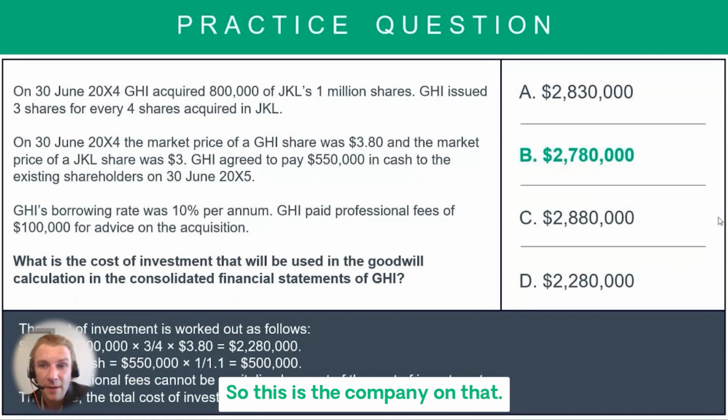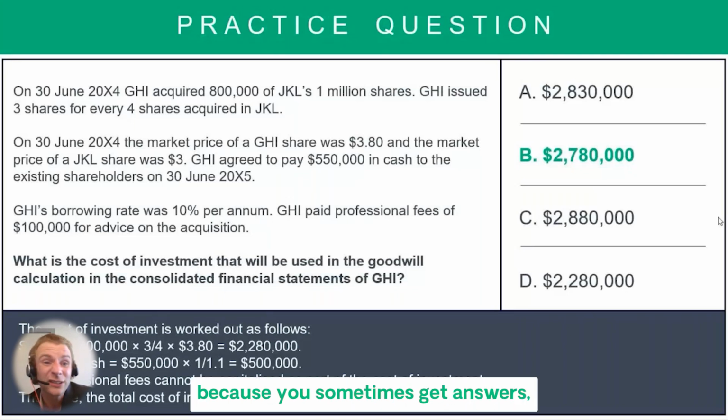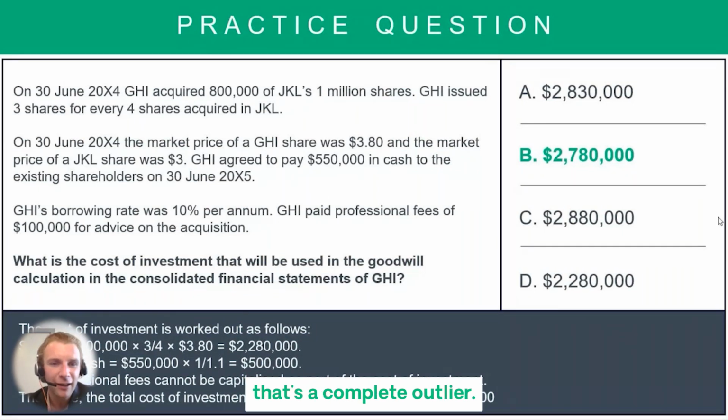So this is the company on there. So we've got 4 figures that we've got as answers. They're all in the 2 million ballpark range. That's quite important because you sometimes get answers which you go, hang on a second, goodwill in a company that has all these large figures, it's not going to be sort of 500,000 on there. I mean, we'd obviously have to check it through on the workings, but sometimes you get a question that's a complete outlier.